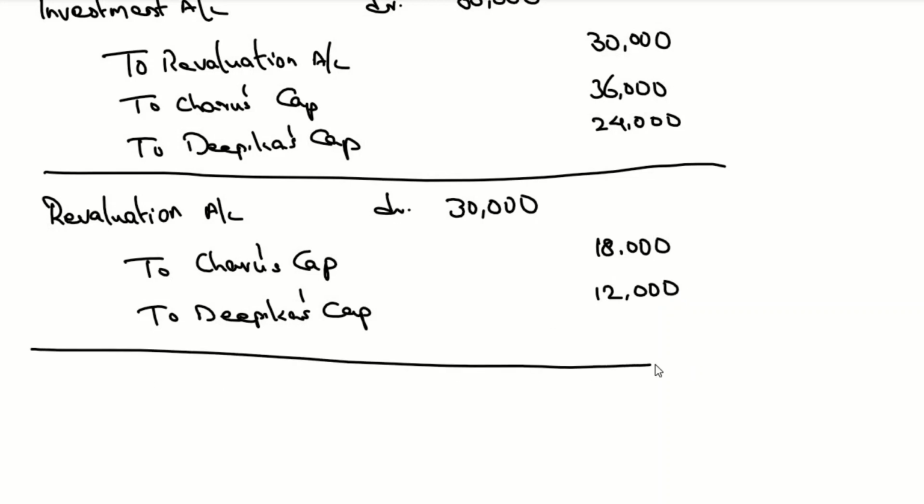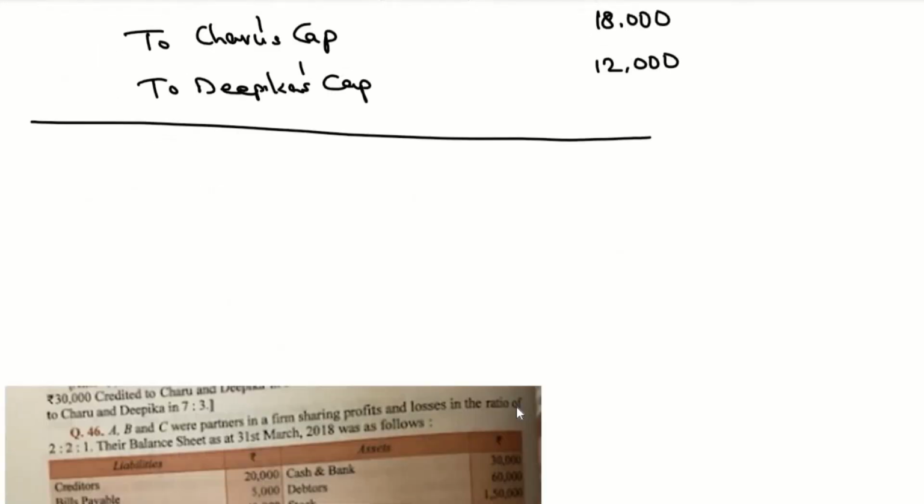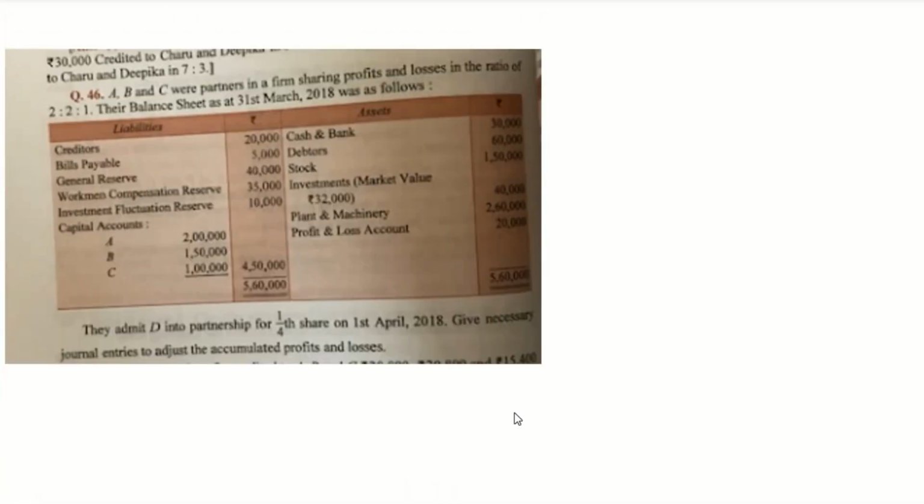Okay, so we completed question number 45. Let's move on to question number 46. Here A, B, C were partners in a firm sharing profits and losses in the ratio of 2:1. Their balance sheet as at 31st March 2018 was as follows. There is a balance sheet given, and then they admitted D into partnership for 1/4 share on 1st April 2018. Give necessary journal entries to adjust the accumulated profit and loss.